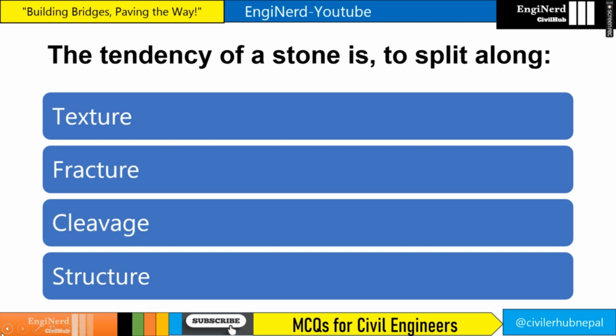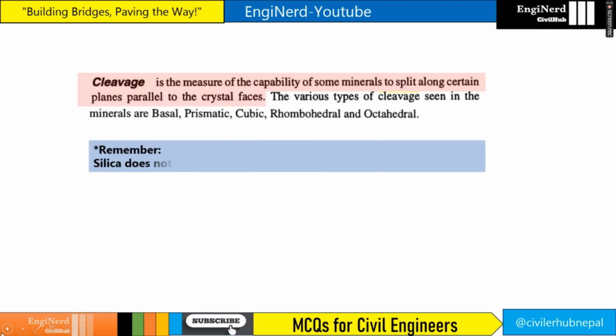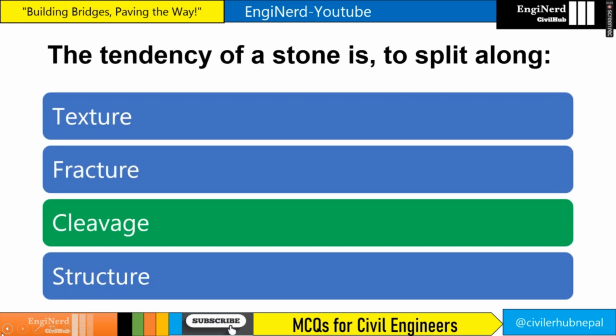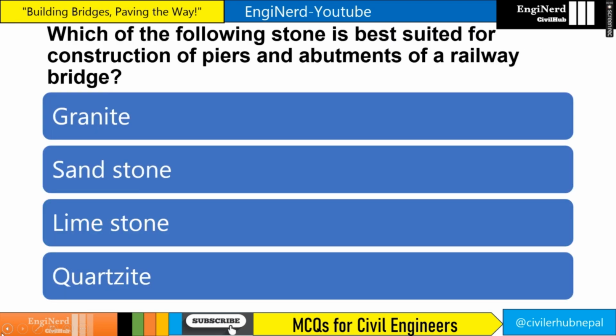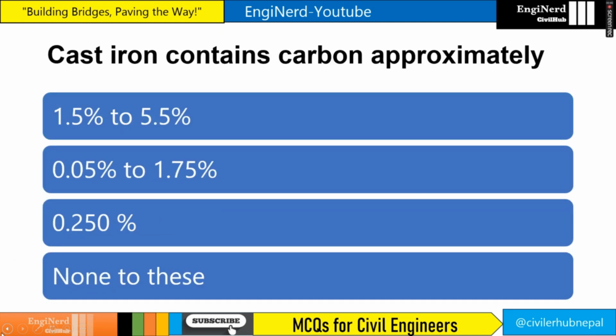The tendency of stone is to split along. So cleavage is the measure of capability of some minerals to split along certain planes parallel to the crystal face, right? So what you need to remember is silica does not show good cleavage. So this is also one of the objective questions. So answer is cleavage. Which of the following stones is best suited for construction of piers and abutments of a railway bridge? So granite is used in bridge piers. You can see bridge piers and abutments. So answer is granite.